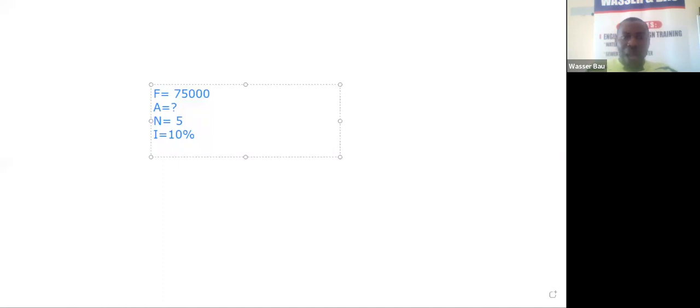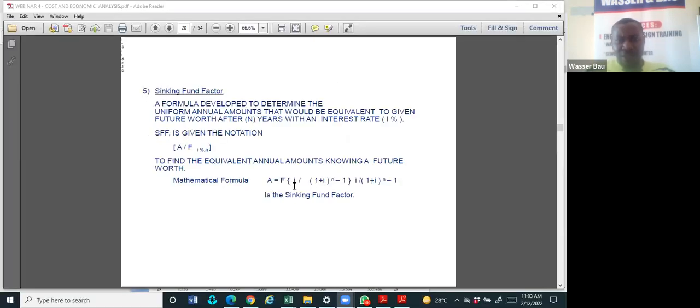Okay. So how do we solve it? Ideally, you have to write down this formula. This is the formula to use. The mathematical formula is this. But this is killing. So what we'll do is we'll now use the interest table. This is the interest table. I'll go to the table. I'll look for where the interest is 10%. I'll look for where the number of years is 5. And I'll get the factor.